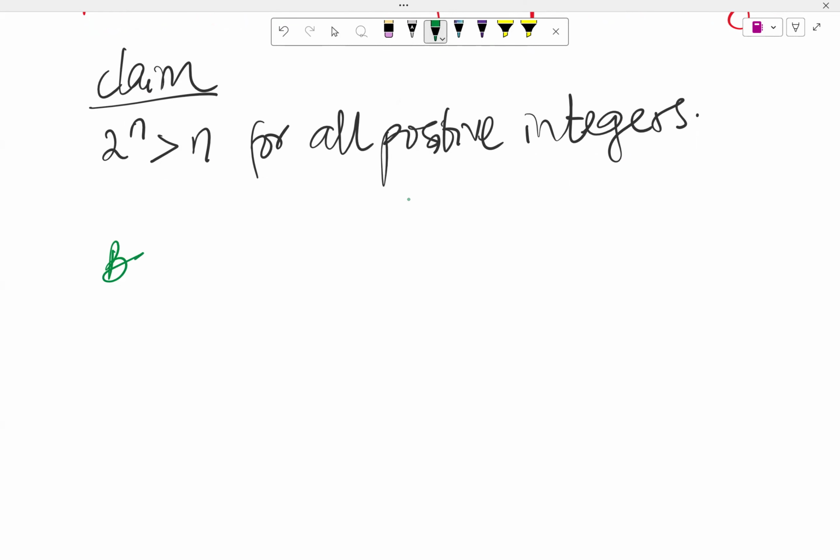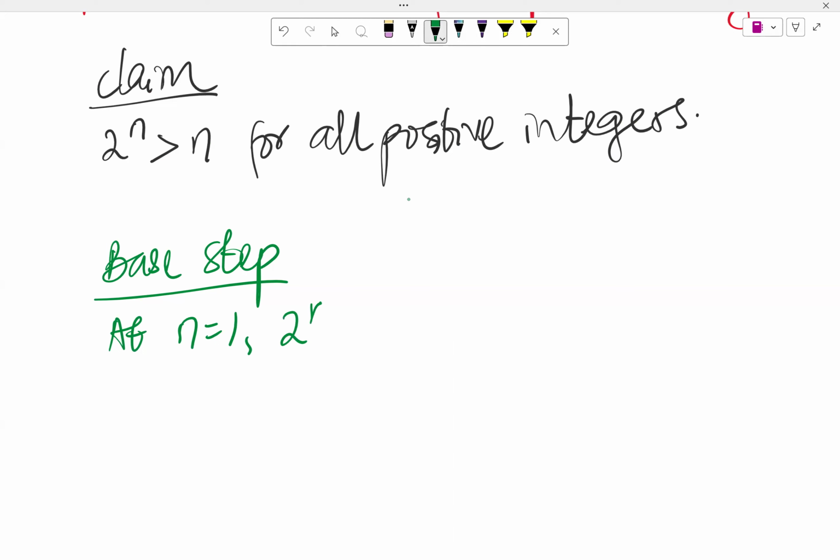So the base step is, you just take n equals 1. But for me, I like to take n equals 1 and n equals 2, or as many as possible until I get a pattern that is convincing. So at n equals 1, of course, you have 2 raised to power 1 greater than 1. That implies that 2 is greater than 1, which is correct. So with that, we can actually go to the next step, but then I like to take more.